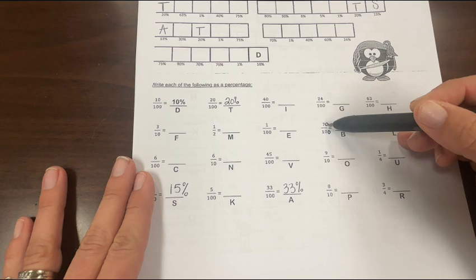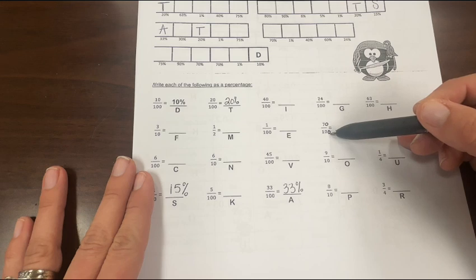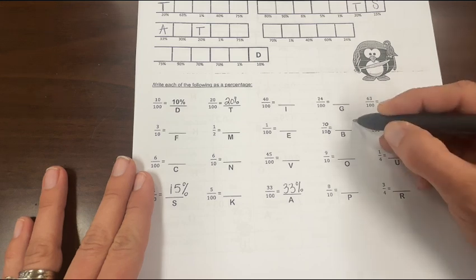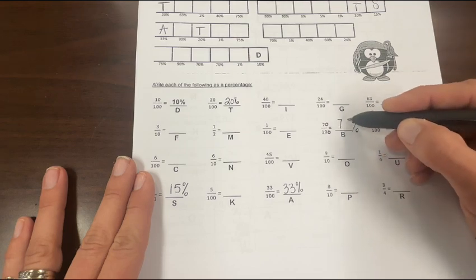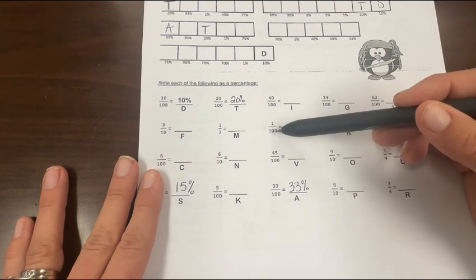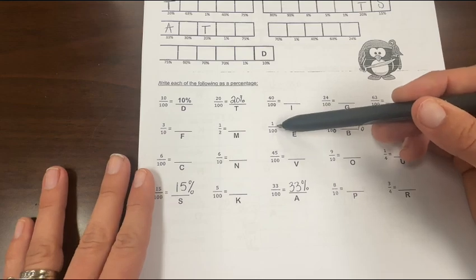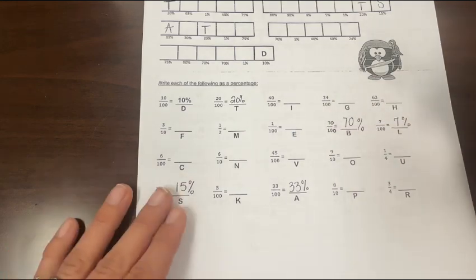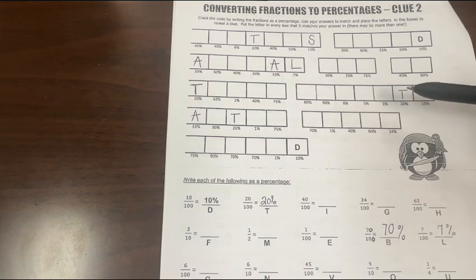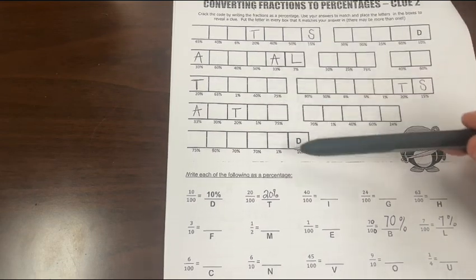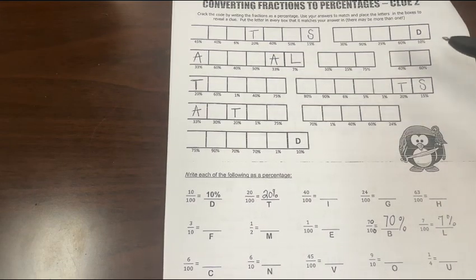If it is over 10, then what you're going to need to do, and I made it very easy, is say, okay, 70 out of 100. What I did to the top, I did to the bottom. So I multiplied that by 10 and that by 10. And now it's over 100, which is what percent means. So 70 out of 100 would be 70%. Or if you want to put it into a percent box, you could do that and turn it into a percent.